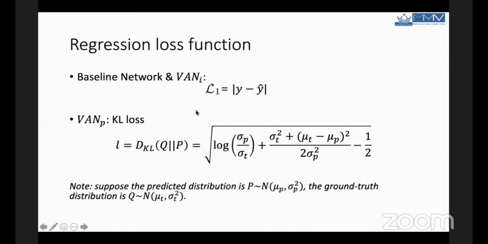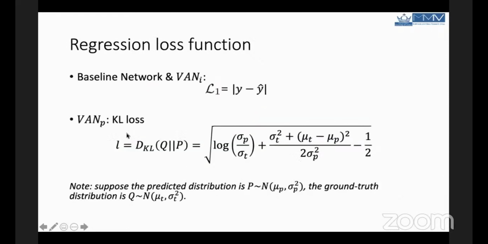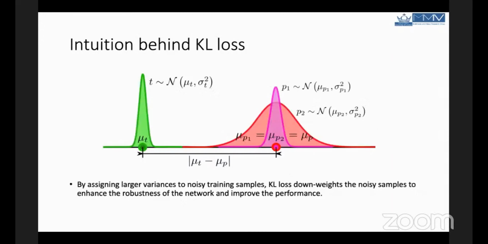So now we need to know how to learn it. For the baseline network and the concatenation methods, we use the standard L1 loss like this. However, for the propagation method, the output is a Gaussian distribution. We model the ground truth also as a Gaussian distribution. To measure the distance between these two Gaussian distributions, we use the KL divergence. So in this paper, we take KL loss as the loss function.